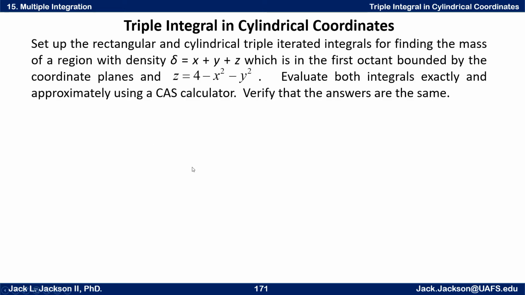Let's set up both the rectangular and cylindrical triple iterated integrals for finding the mass of a region with density given by x plus y plus z. And it's going to be a region in the first octant bounded by the coordinate planes and by the surface z equals 4 minus x squared minus y squared. And we're going to evaluate both these integrals exactly and approximately using a CAS calculator and verify that we get the answers the same. So the first thing we want to do is to be able to visualize what this thing looks like so that we can get some idea of how to set up our limits, both in the x, y, z version and in the r, theta, z version as well.